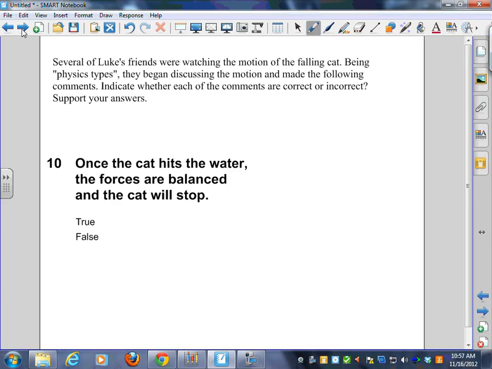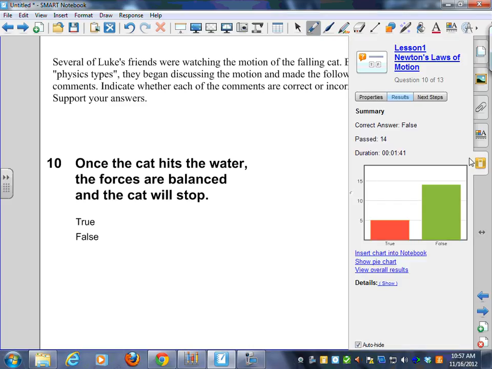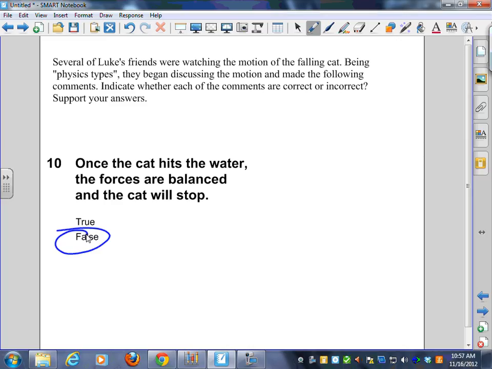Once the cat hits the water, the forces are balanced and the cat will stop. Part of that is true. Which part is true? The forces are balanced is true. But that doesn't mean the cat will stop. If the forces are balanced, what does that mean? Once again, the acceleration is 0, which means his velocity will remain the same. Velocity constant.